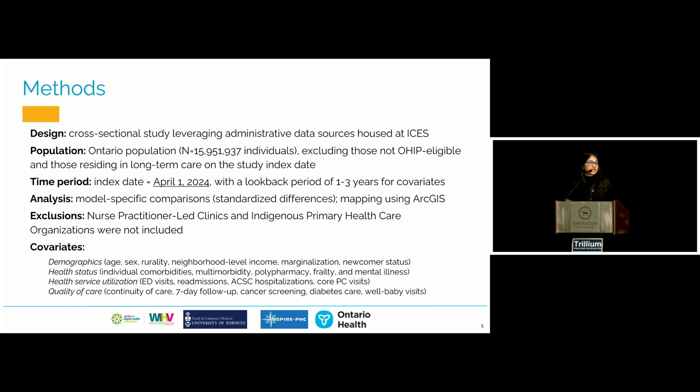Our index date was April 1st, 2024. This is when successful applicants were announced and funding was initiated. So the patient level comparisons that we're talking about here are existing patients at these teams and not new patients enrolled as a result of the funding. The covariates that we looked at captured key demographic factors, health status, and we also looked at health service utilization and quality of care. To address our second objective, we carried out area level mapping, plotted new investment locations against area level measures of attachment and morbidity.